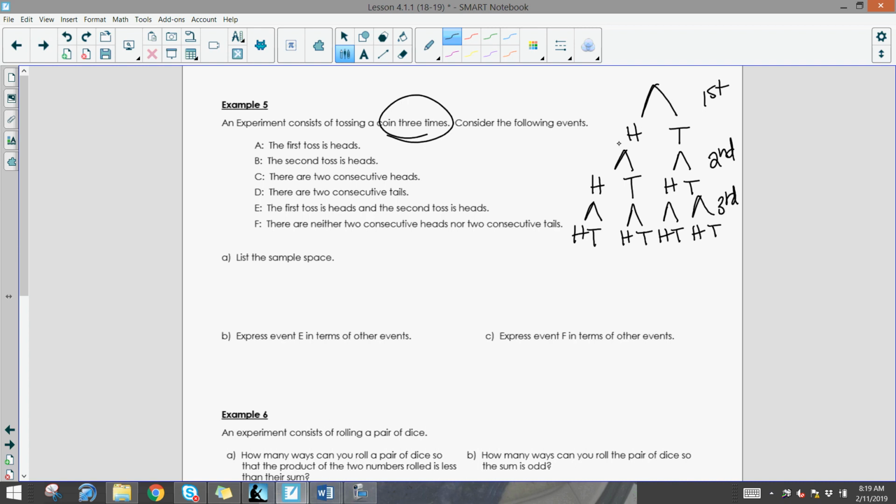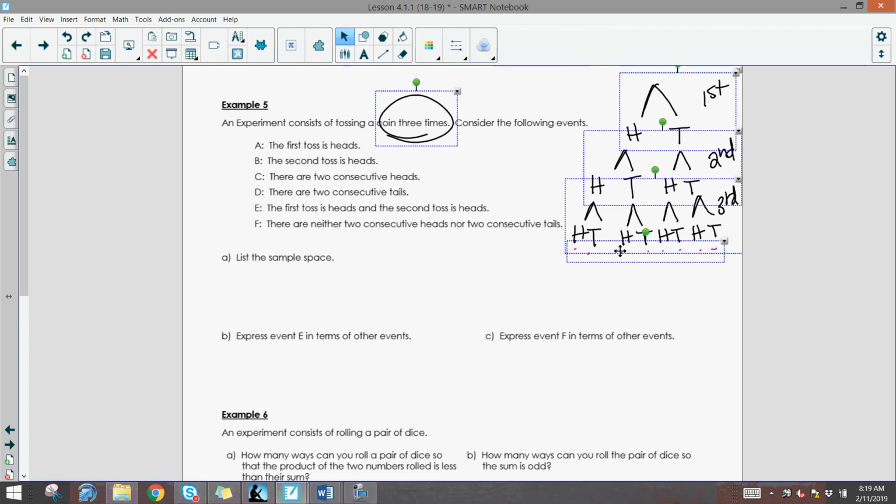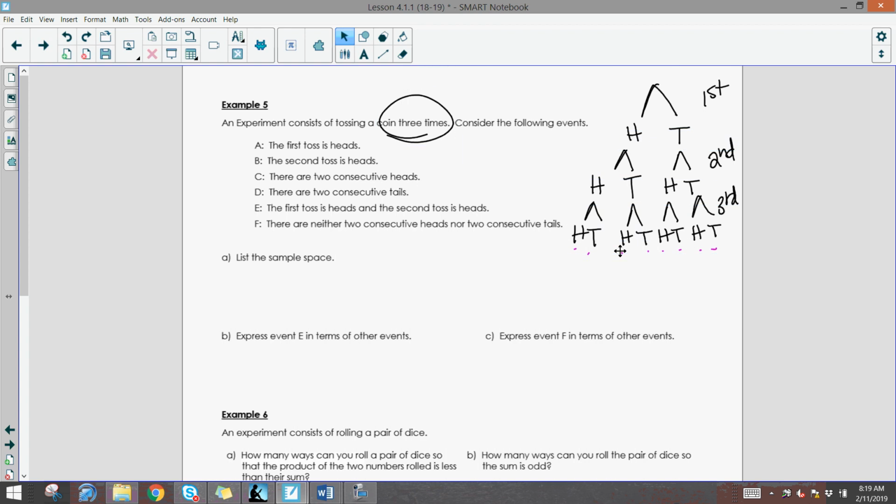So these are my outcomes for the first toss. No matter what, each of those outcomes has 2 more outcomes, and then each of those 4 outcomes has 2 more outcomes. So what that means is total we have 1, 2, 3, 4, 5, 6, 7, 8 outcomes. Okay, so if you look at this, the sample space is everything that could happen. So first, we could have heads, heads, and then heads. So H, H, H.